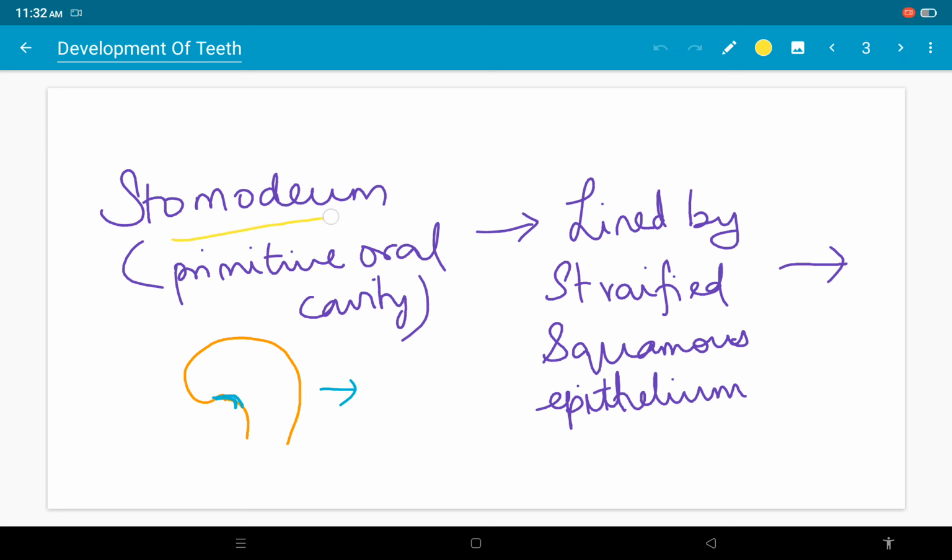So stomodeum is the name given for the primitive oral cavity. So this is the upper part of the fetus. In this region, this blue part marked here is the primitive oral cavity. It is a depression. So this is your forebrain, where your brain is developing. This depression forms here, which is your future mouth. So initially the name given is stomodeum. It is lined by stratified squamous epithelium.